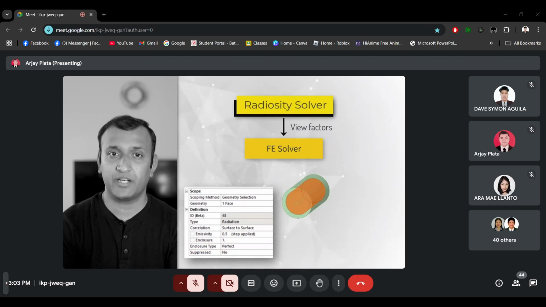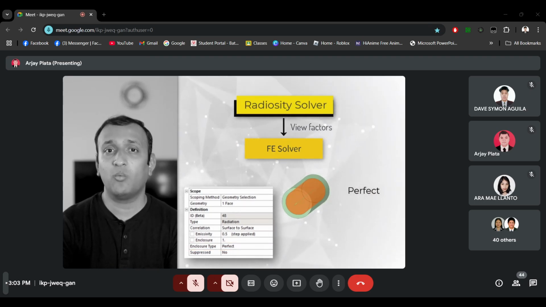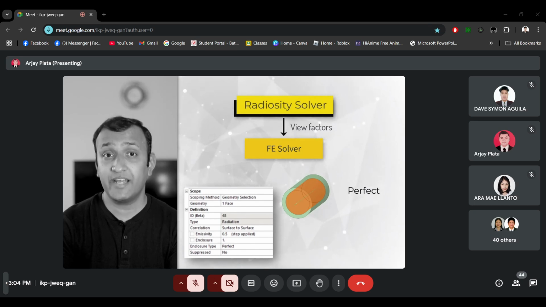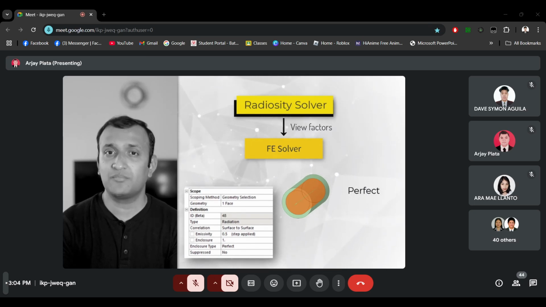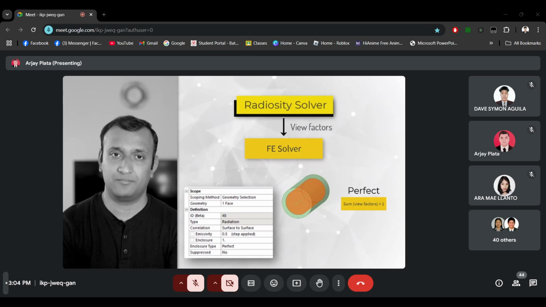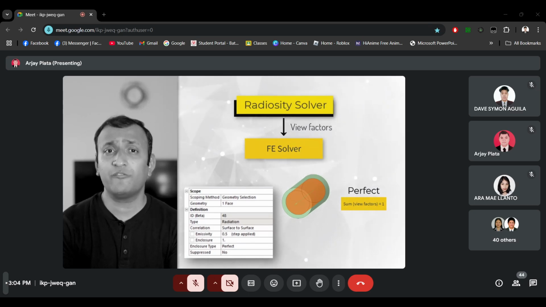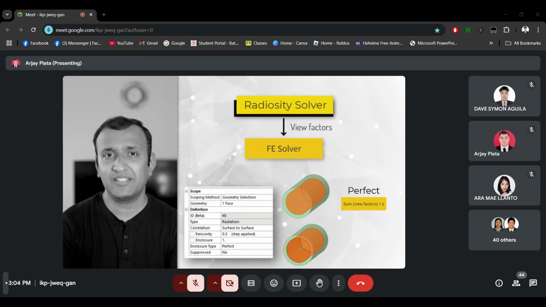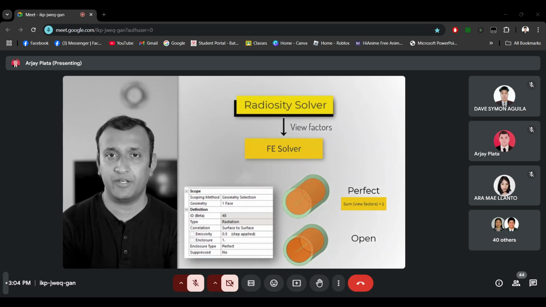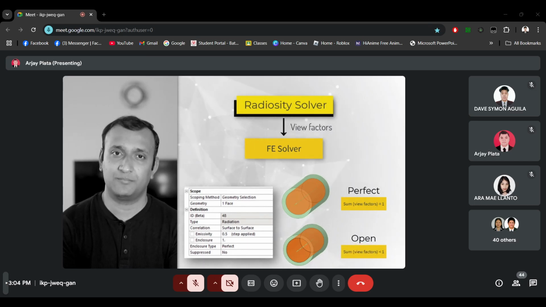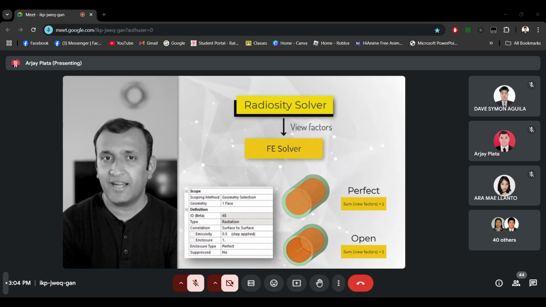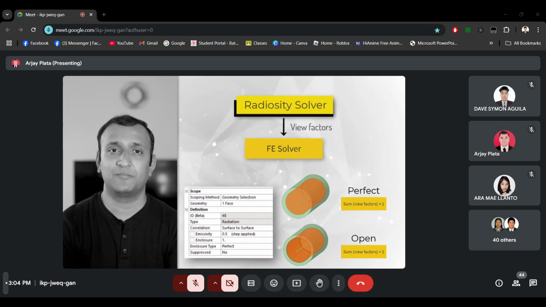In case of a perfect enclosure type, the surfaces form a watertight enclosure, and therefore, this option must be set only when the radiation is defined on all surfaces that form such an enclosure. In this case, the view factors should sum to 1. If the surfaces do not form a closed enclosure, then we set this to open and define ambient temperature, so the surfaces lose some energy to the environment. In this case, the view factors do not sum up to 1. With that, let's proceed to the demonstration in ANSYS Mechanical.